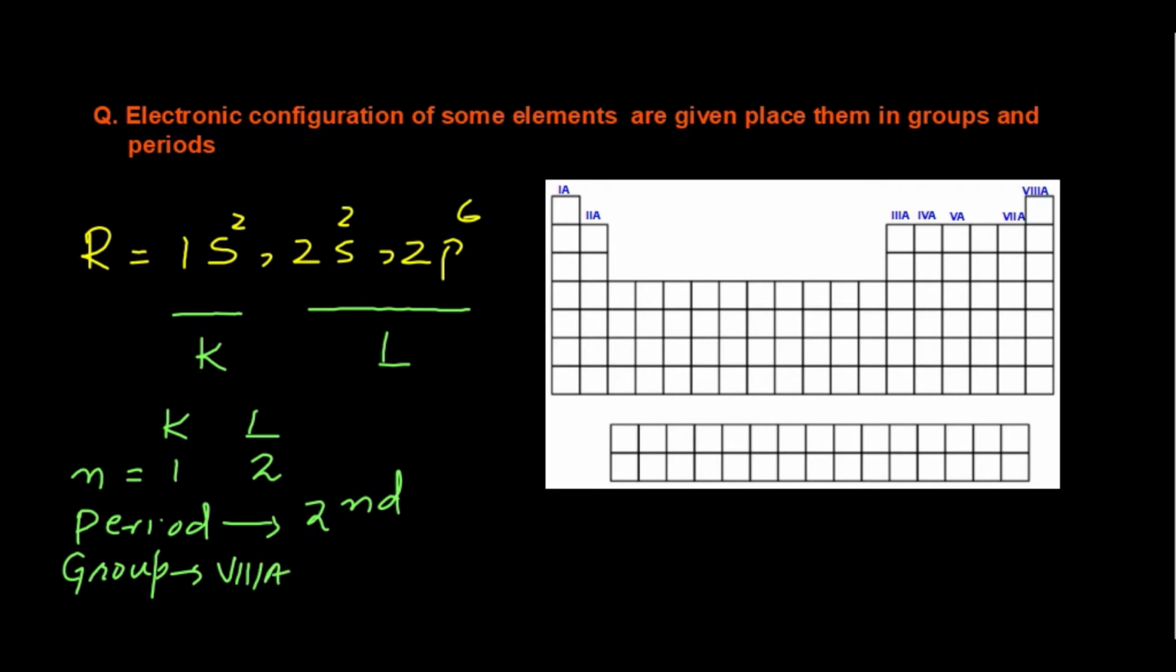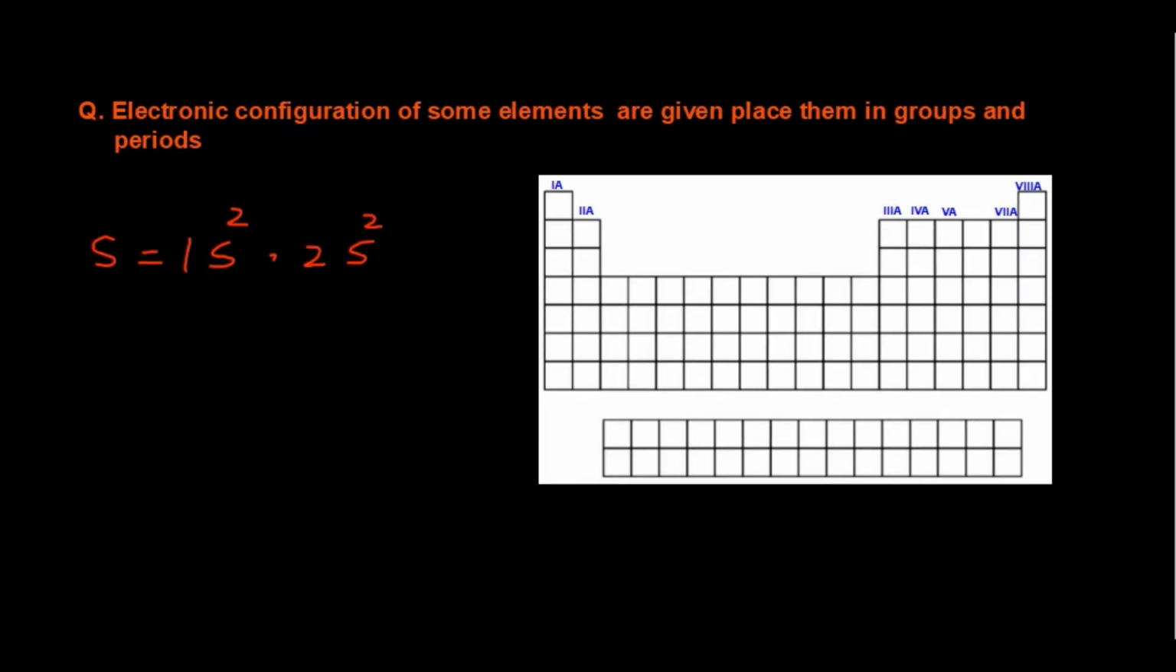Now we mention the position of this element in the periodic table. Here we can notice in the periodic table, this is the first period and this is the second period. This element belongs to the second period. And what is the group of this element? This element belongs to group 8A. So this is the second period and this is group 8A. We must mention R here. We will write R in group 8A, in the second period. So this is the position of R in the periodic table. I hope this is clear.